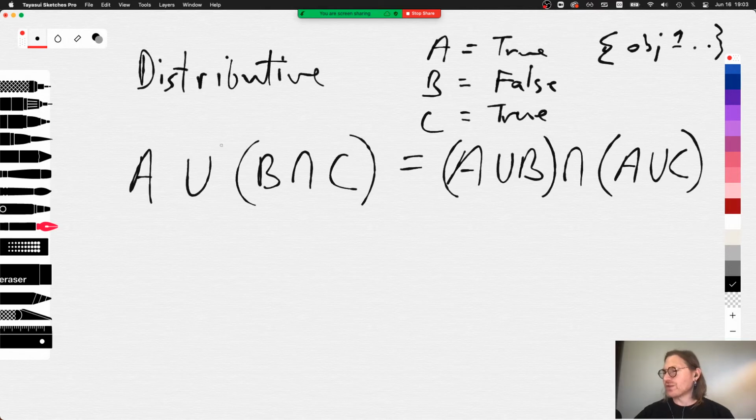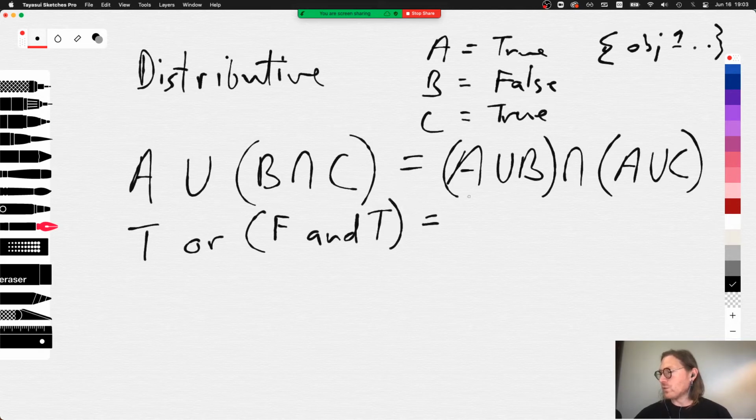So I'm going to go ahead and substitute these. A is true, and I'm just going to use a capital T. That's going to be unioned. Instead of using union, I'm going to replace union with or. Okay, and so B is false, ANDed with true. Then we can fill these in as well. So true or false, ANDed, I keep writing intersection, but ANDed with true or true.